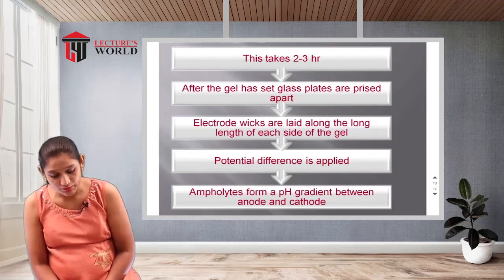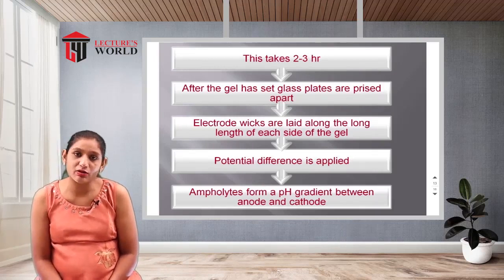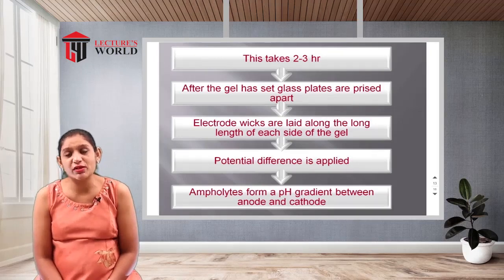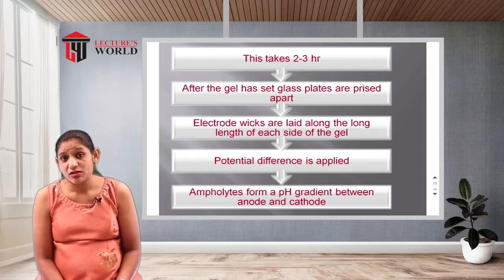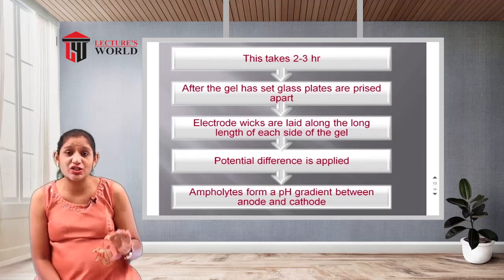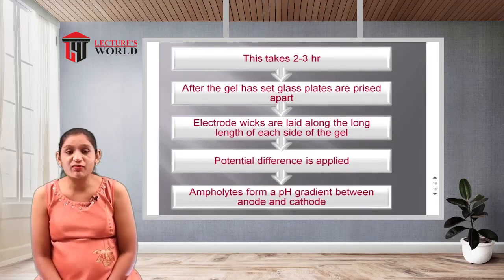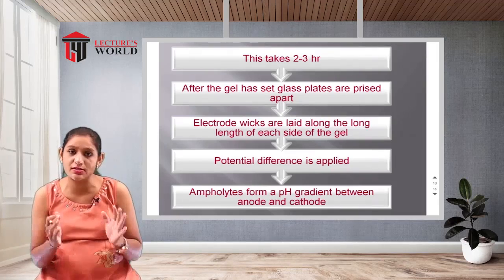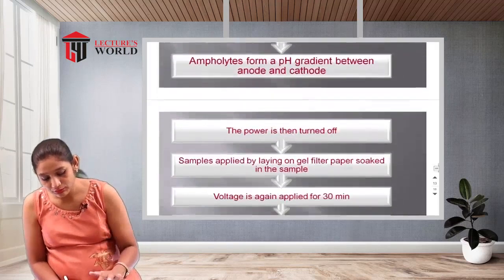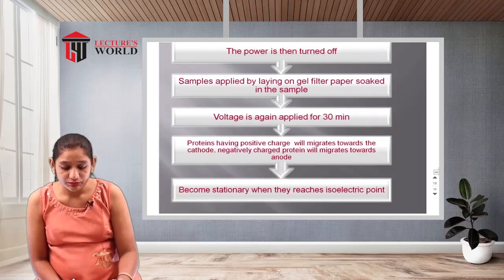A potential difference is applied, meaning a positive and negative potential through the buffer solution. Ampholytes form a pH gradient between the anode and the cathode. The pH of the buffer is not going to change. Neutral, stable buffer solutions are required, which is what ampholytes are. The power is then turned off.